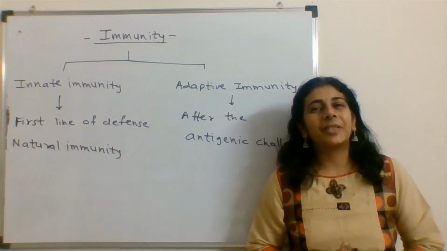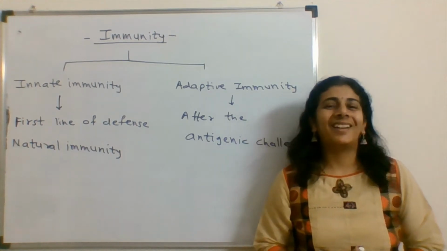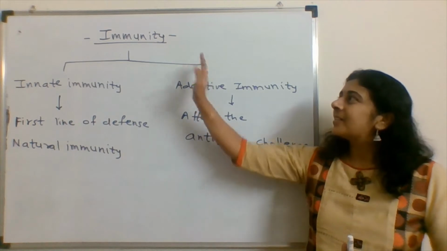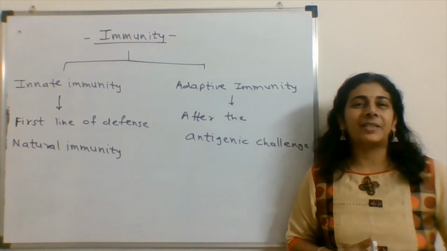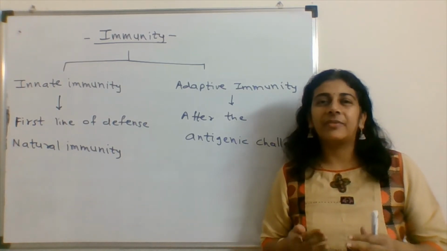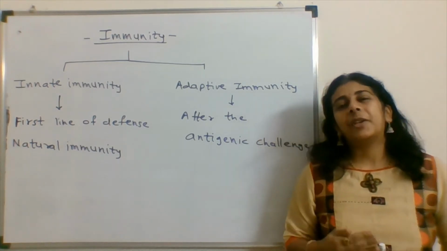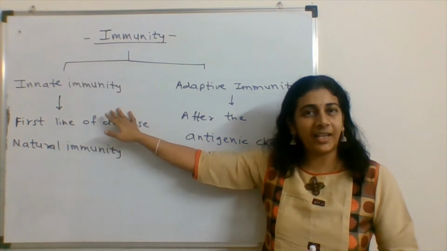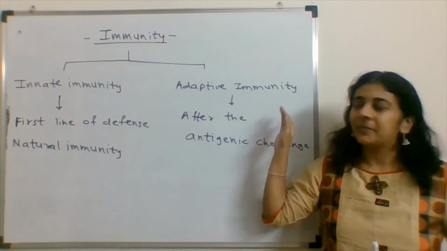So let's start with immunology. First topic, immunity, and what are the types of immunity. When we say immunity, that is the defense mechanism of the body. How our body defends when any infection is there in the body. So immunity can be of two types. We call it innate immunity and the other is adaptive immunity.